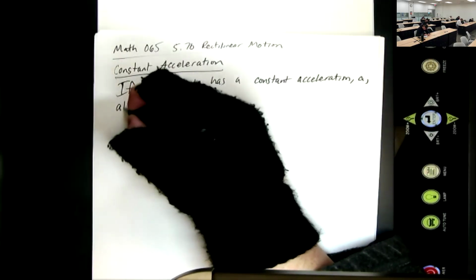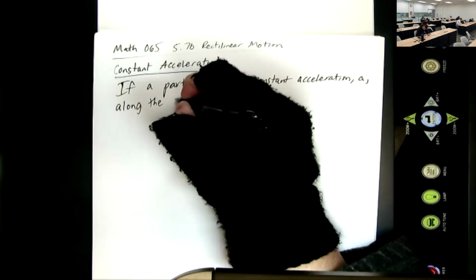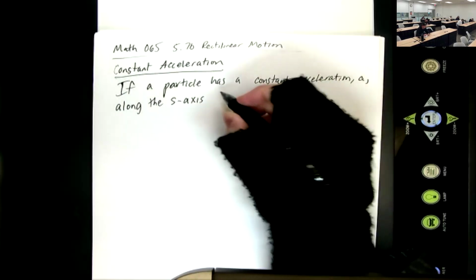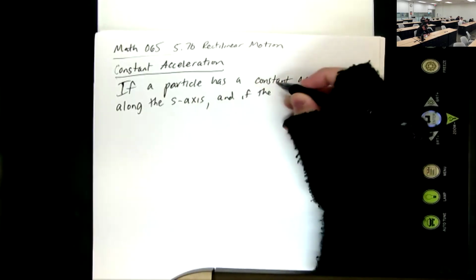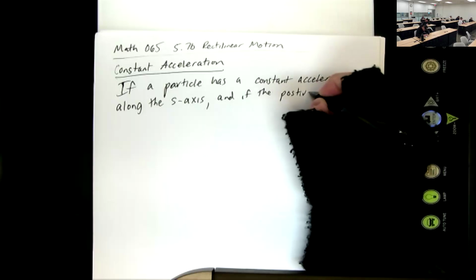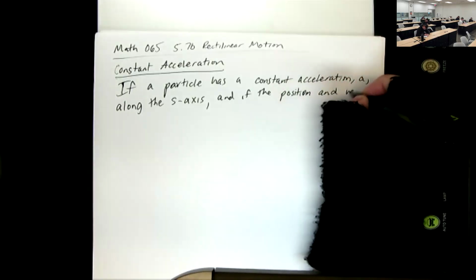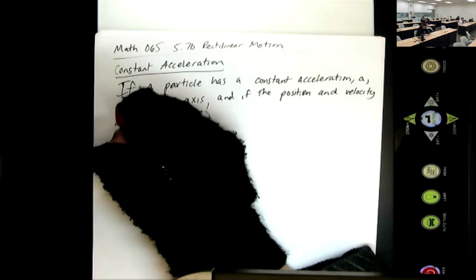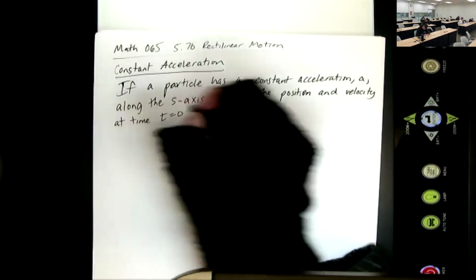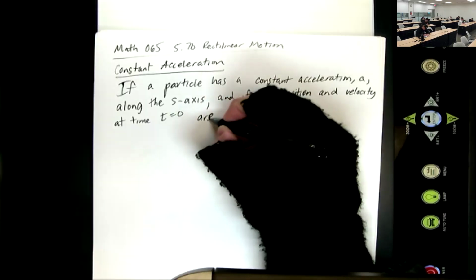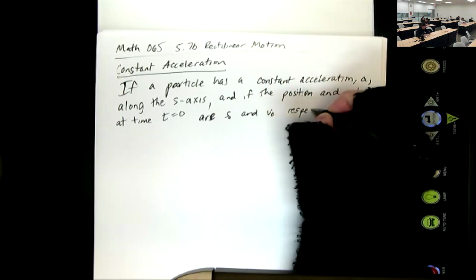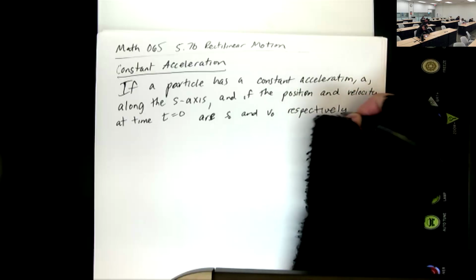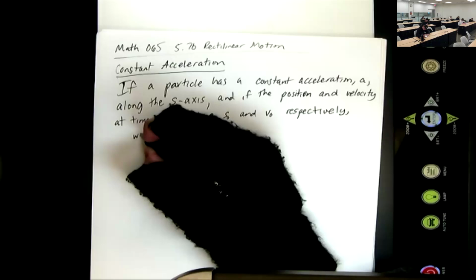on or along the s-axis, and if the position and velocity at time 0 are S naught and V naught respectively, we get the following.